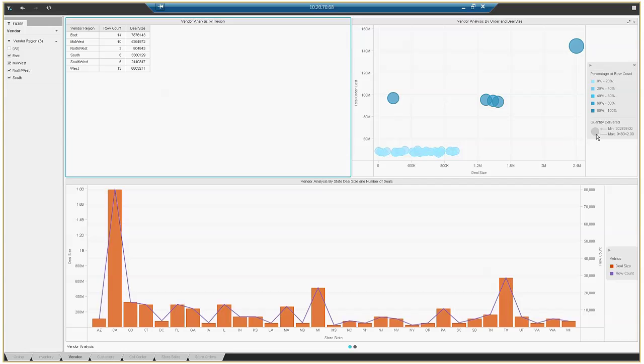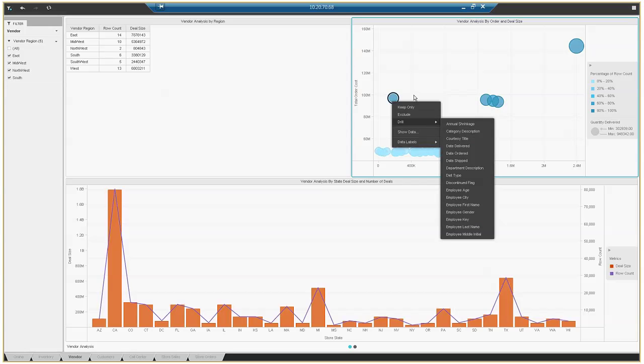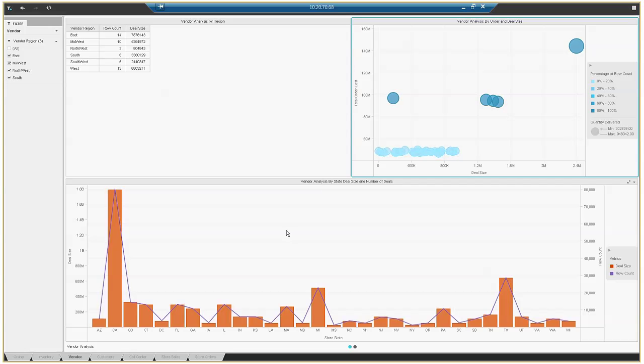The size of the circle reflects the quantity delivered, and the color reflects the percentage of row counts. And then you can see here the total order cost on the left-hand matrix axis, as well as the deal size. And then, of course, most of our vendors fall into this category down here. And every one of these, keep in mind, I can further drill into by just simply right-clicking and selecting another business dimension as I did before. And down here, we're looking at information broken out by state.